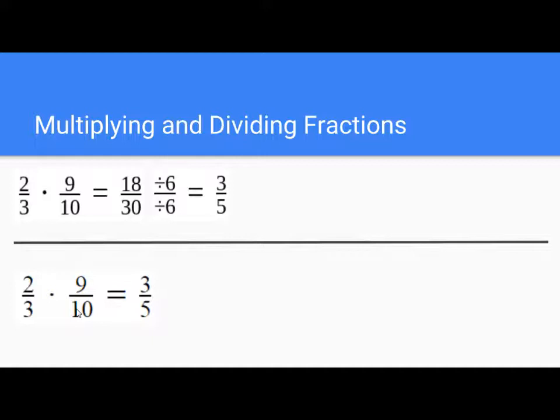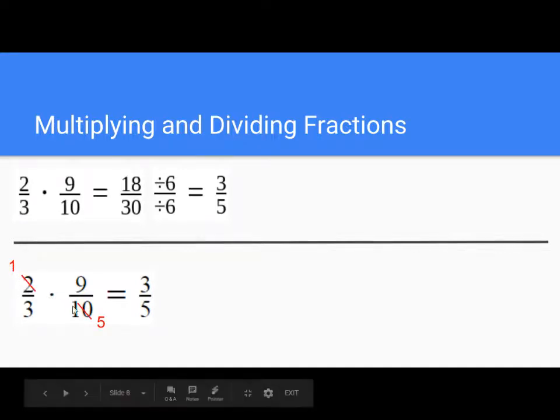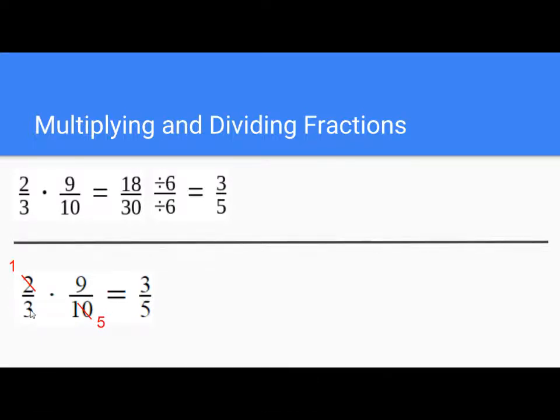For the 2 and the 10 here, 2 and 10 have a common factor of 2. I can divide them both by 2. 2 divided by 2 is 1, 10 divided by 2 is 5. But look at the 3 and the 9. The 3 and the 9 have a common factor of 3. I can divide them both by 3. 3 divided by 3 is 1, 9 divided by 3 is 3. Now that I've factored out those greatest common factors, I can multiply. 1 times 3 is 3, 1 times 5 is 5.